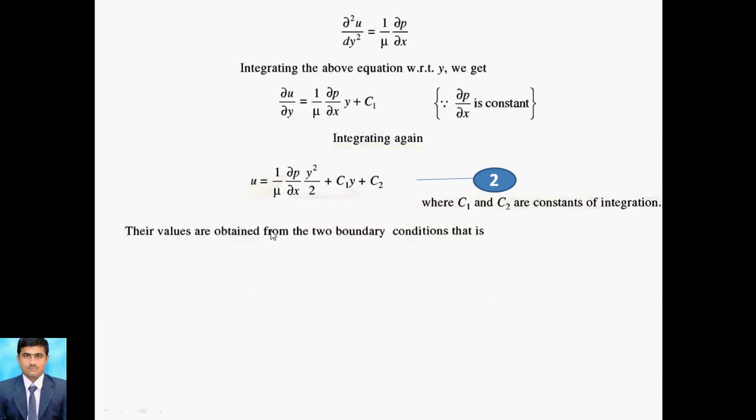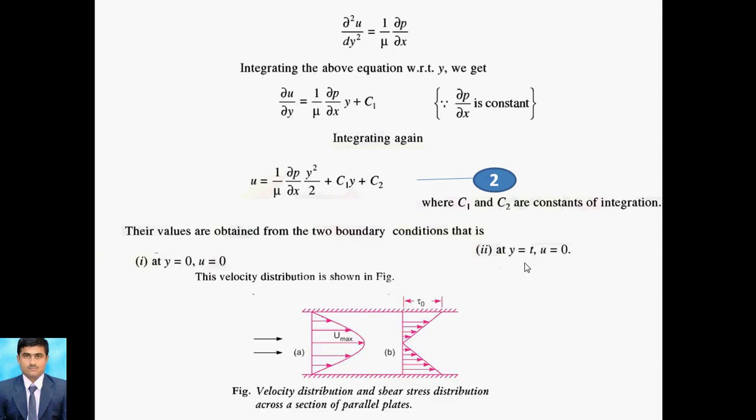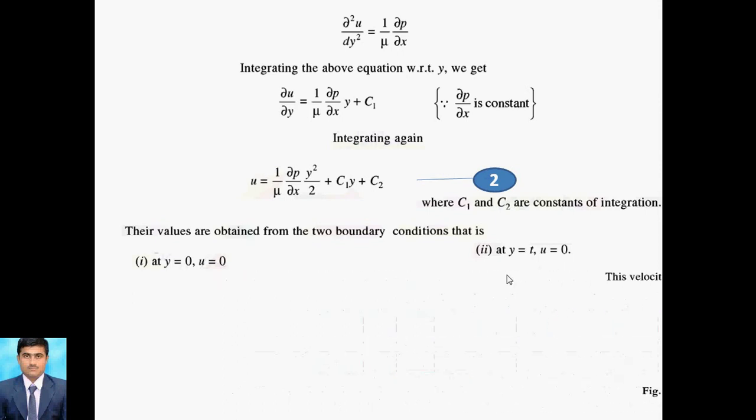Now we can put in the values of the boundary conditions. For putting boundary conditions: first, y equal to 0 and u equal to 0. Second, y equal to t and u equal to 0. What is the meaning of that? Y means the separation distance. Suppose this is 0, meaning velocity is also 0. And when y is equal to t, the separation distance is maximum, and at that time the wall velocity becomes 0. So this is about the boundary conditions.